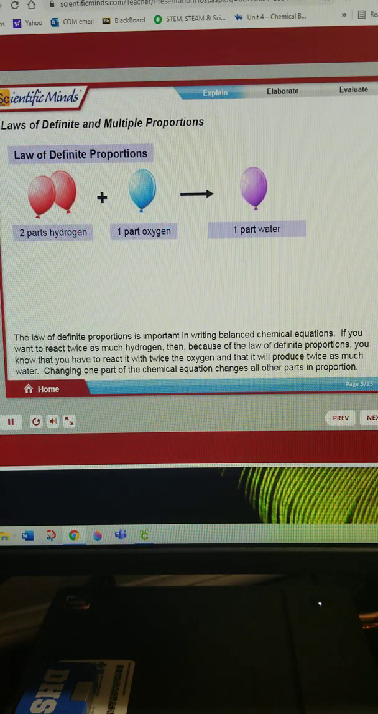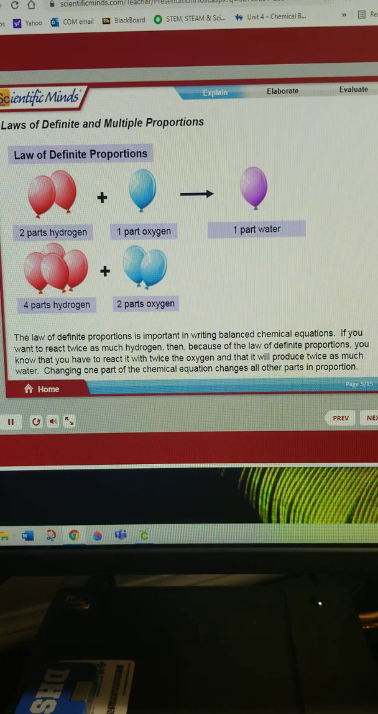The law of definite proportions is important in writing balanced chemical equations. If you want to react twice as much hydrogen, then, because of the law of definite proportions, you know that you have to react it with twice the oxygen, and that it will produce twice as much water. Changing one part of the chemical equation changes all other parts in proportion.